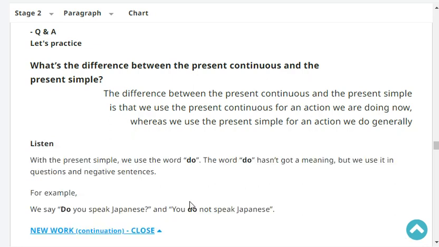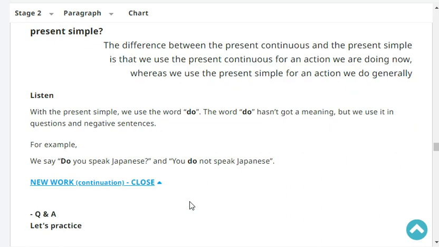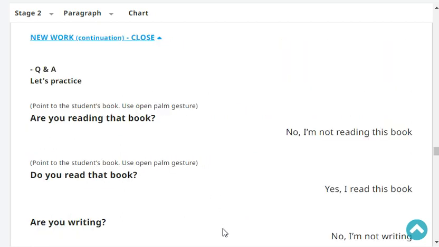Okay, listen. With the present simple, we use the word do. The word do hasn't got a meaning, but we use it in questions and negative sentences. For example, we say, do you speak Japanese? And you do not speak Japanese.